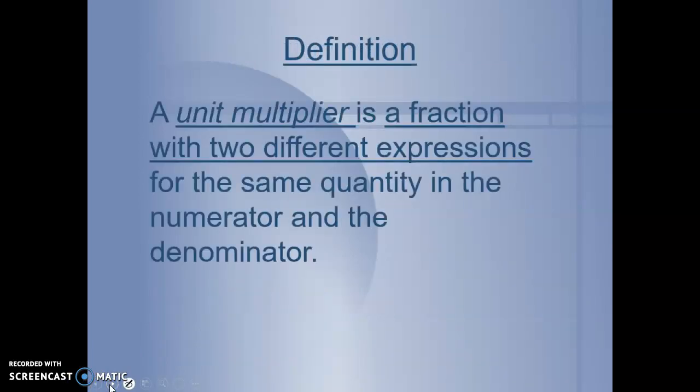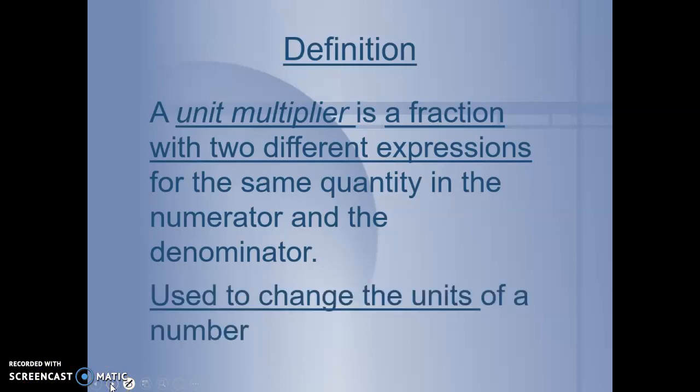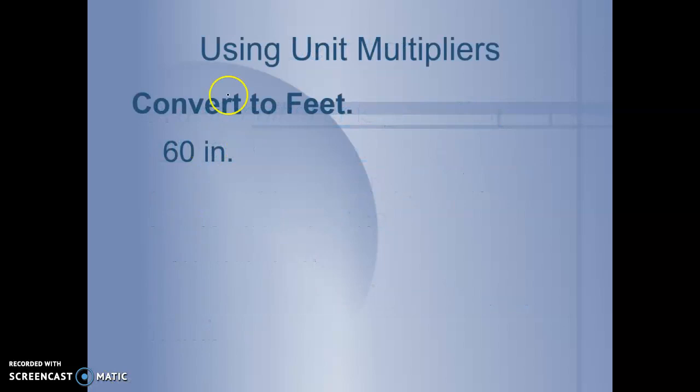A unit multiplier is a fraction with 2 different expressions, so like feet to inches, or cups to quarts, or miles to hour. 2 different expressions for the same quantity in the numerator and the denominator. It's used to convert or to change units of a number. So if we're wanting to convert inches to feet, we have to write our conversion multiplier or our unit multiplier. We're converting to feet, so that goes on the top. And then we're starting from inches, so that goes on the bottom.